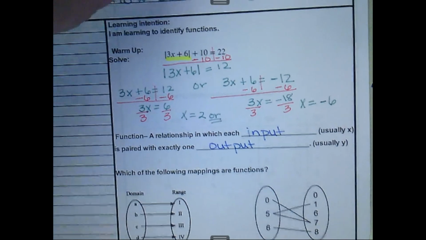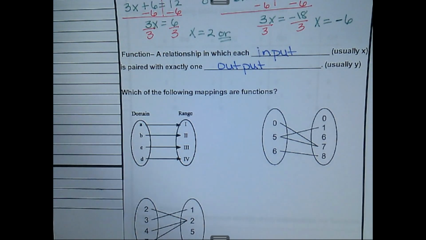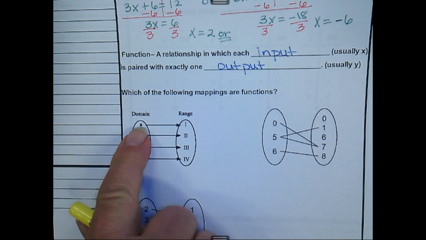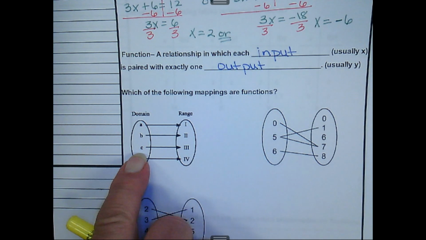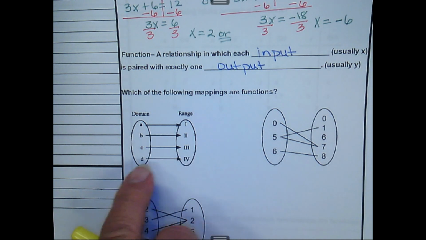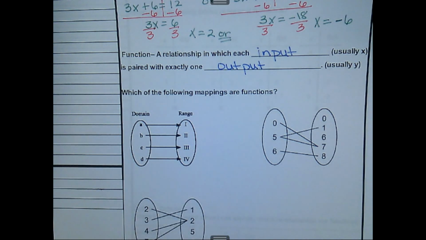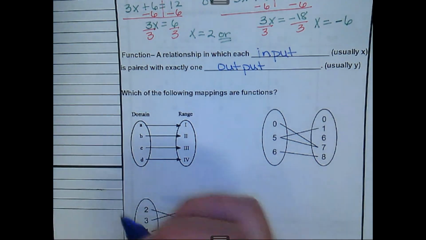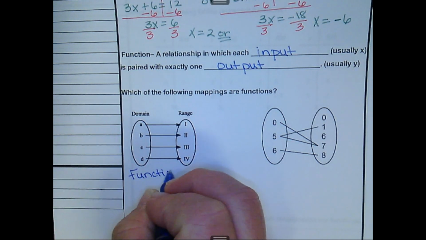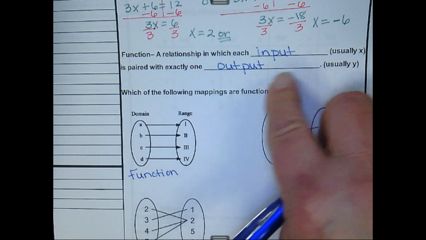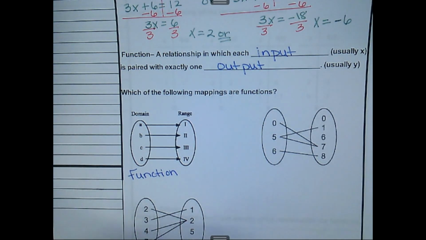So as I'm looking at this, I am looking at my domain. A goes to 1, B goes to 2, C goes to 3, and D goes to 4. So this is a function, because each input goes to only one output. Okay, let's look at the next one.